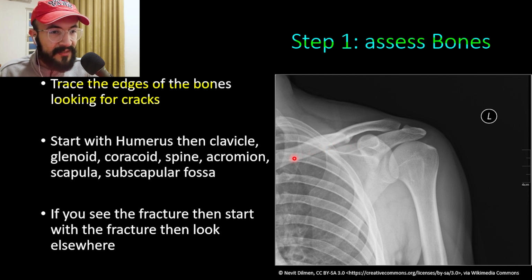And then we assess the edges of the scapula, which start from the spine of the scapula and come medially to the medial border of the scapula here. And we go downward, and then the inferior angle, and then the lateral border of the scapula here, and it ends at the glenoid. And lastly, we look over the subscapular fossa, which is between the edges of the scapula here, and we make sure that it has no fractures too. Now, if you see the fracture first on the X-rays, then assess the fracture and then look elsewhere, checking the other bones looking for fractures.